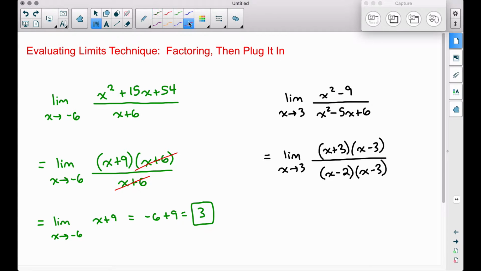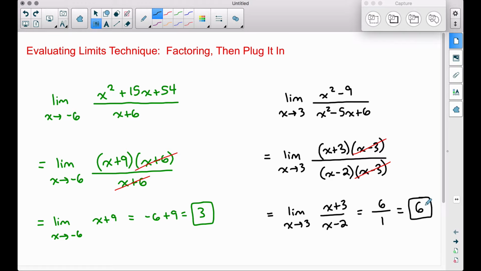So here we do have common factors in our numerator and denominator. Canceling those out, we are left with the limit as x approaches 3 of x plus 3 over x minus 2. And now we can evaluate this limit by plugging it in. So taking our 3 and plugging it in up top, we get 3 plus 3, that gives us 6. And then plugging the 3 in the bottom, 3 minus 2 gives us 1. Therefore, our limit here is going to be 6.